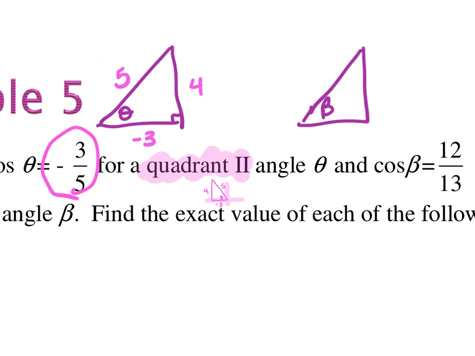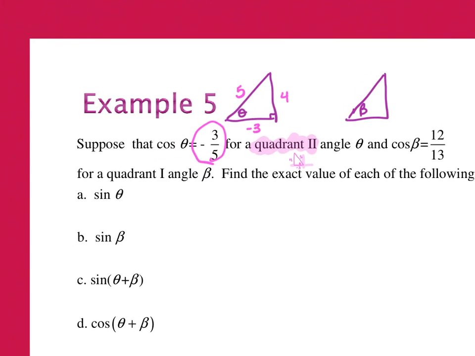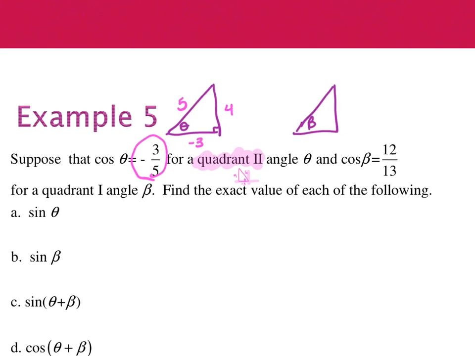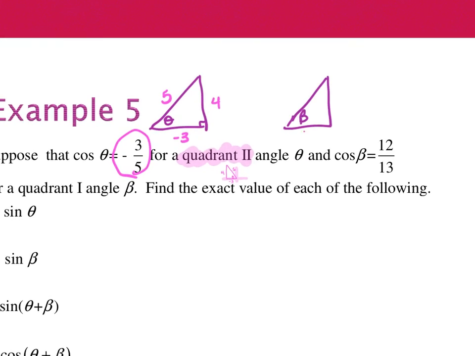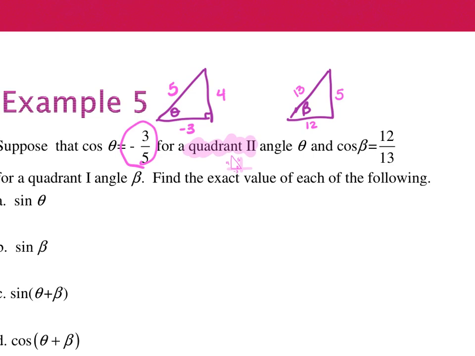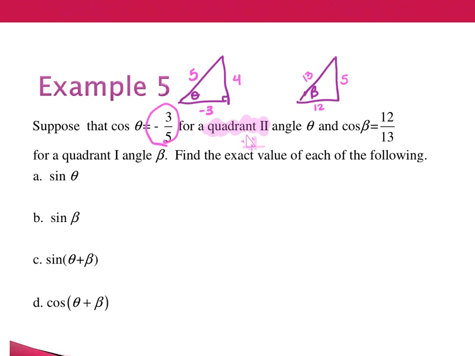Then the next one is beta, and what quadrant is beta in? 1. Quadrant 1. So everything's going to be positive. Cosine is 12, which is adjacent. 13 is my hypotenuse. What's the missing side there? 5. I guarantee you're going to see triples again. So make sure you refresh your mind. Make life a little bit easier.